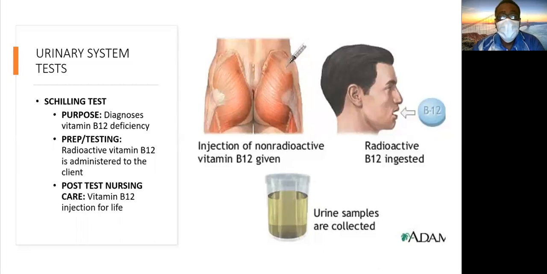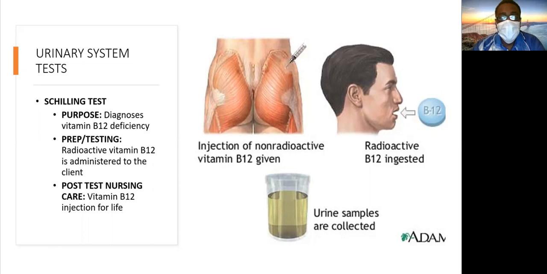We can also carry out the Schilling test, which diagnoses vitamin B12 deficiency or pernicious anemia. Radioactive vitamin B12 is administered to the client when you want to carry out this procedure. A low value excreted in urine indicates pernicious anemia. Normal value is greater than 10% of the dose excreted in 24-hour urine. So a low value would indicate pernicious anemia.